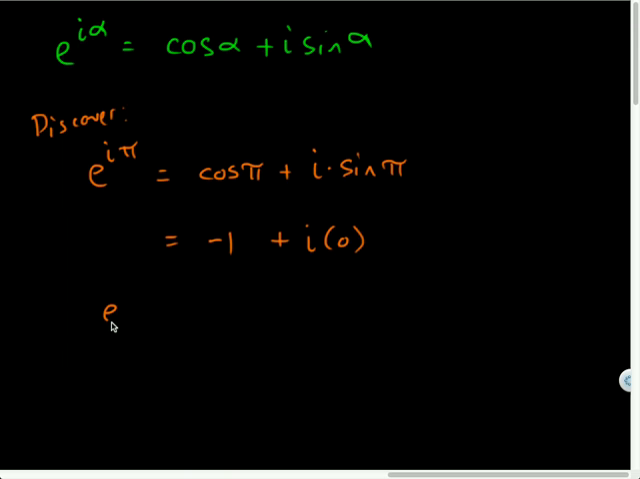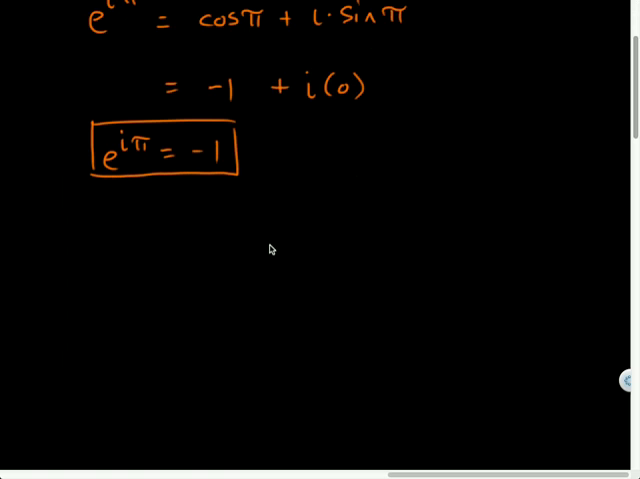So we end up getting e to the i pi equals negative 1, because i times 0 is 0. And this right here is pretty crazy. The way my professor liked to write this formula, he liked to write e to the i pi plus 1 equals 0, or if you add 1 to both sides.